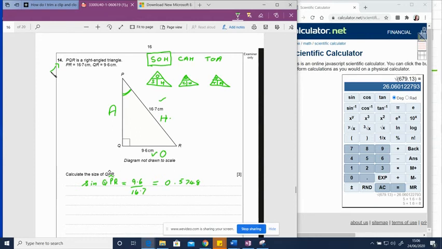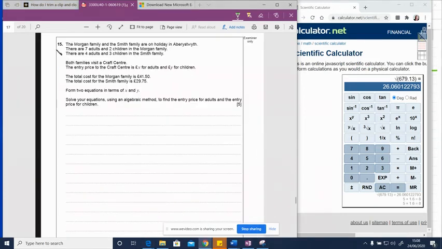To find the actual angle, we have to find the arcsine, or sine to the power of -1, of that number, 0.5748. And if you put that in your calculator, that gives you the angle of 35.1 degrees. So we can say that angle QPR is 35.1 degrees.